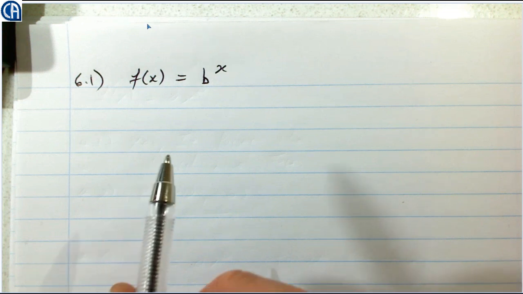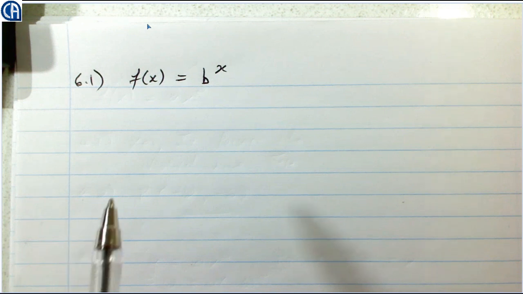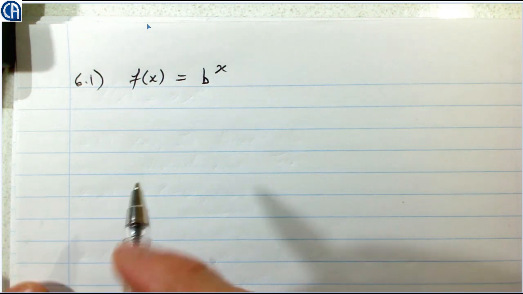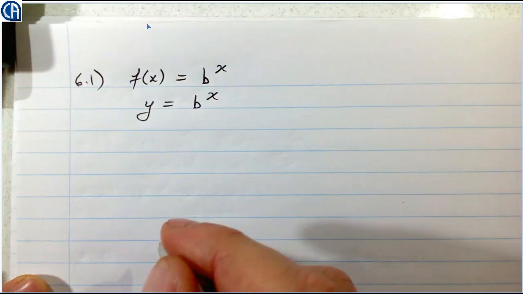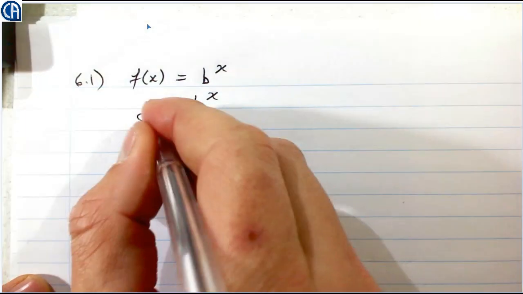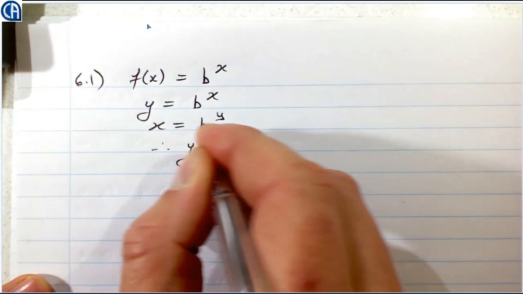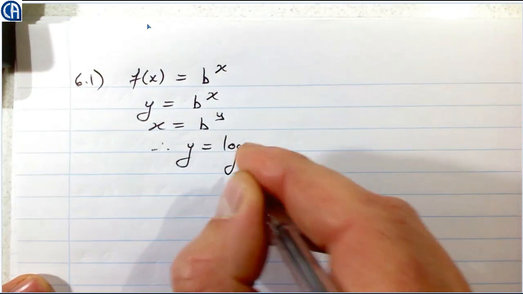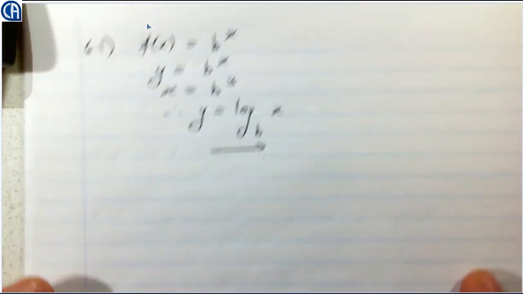Okay, right, so determine the equation of g in terms of b. So to work out the equation of g, which is the inverse of f, y equals b to the power of x. So to work out the inverse, you interchange x and y. Therefore, y equals log base b x.